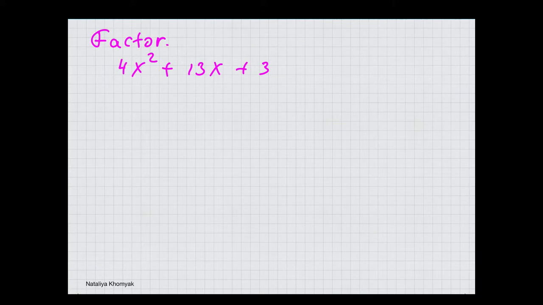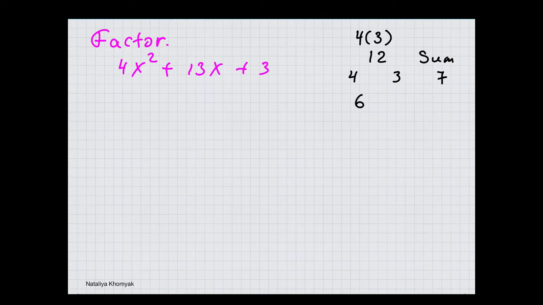So here we have to factor 4x squared plus 13x plus 3. So the first step is to multiply 4 and 3, and we get 12. We need all of the factor pairs of 12. Well, we started with 4 times 3. The sum of these two numbers is 7.